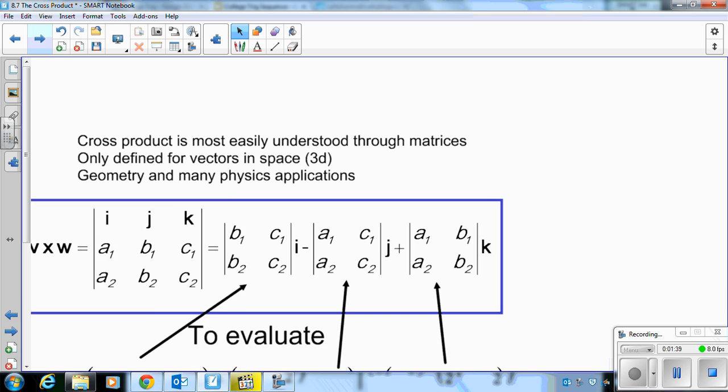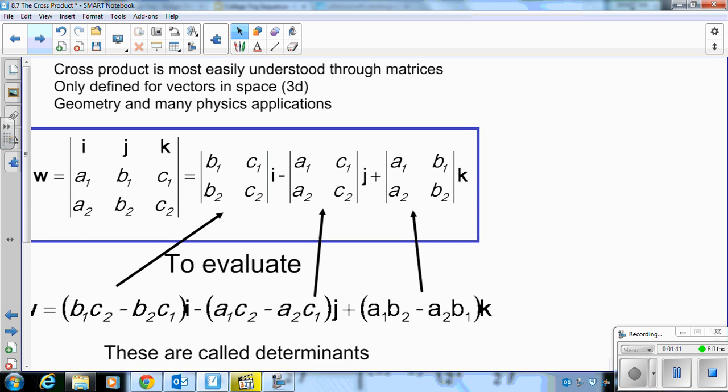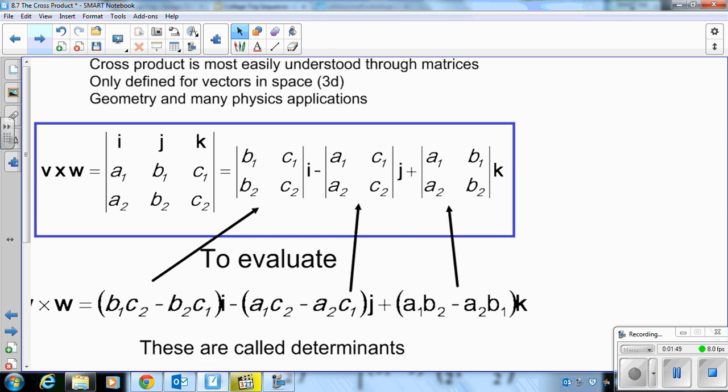So the cross product is most easily understood through matrices. It's only used for 3D, and there are many applications here. Some of this is review from college algebra. We're going to have to make sure you can find determinants. To do the cross product, you set up the matrix where you have i, j, k as your row 1, and then you have the vector v.